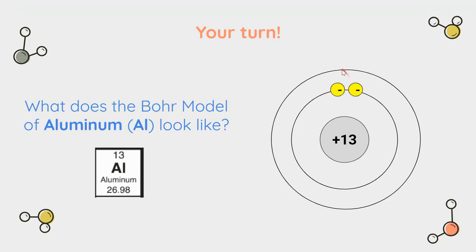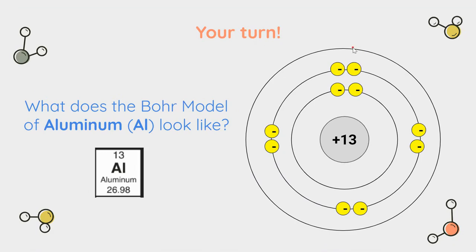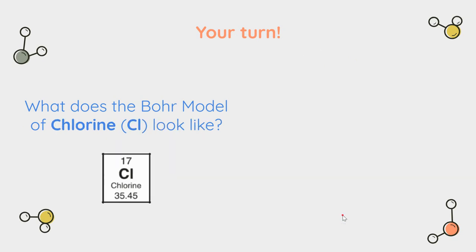1, 2 in the first ring, 3, 4, 5, 6, 7, 8, 9, 10 in the second ring. We have a total of 10 right now, 2 in the first and 8 in the second. We still need 3 more electrons, so let's draw a larger ring. 1, 2, 3. And that's it. Let's do one more example. What does the Bohr model of chlorine look like?